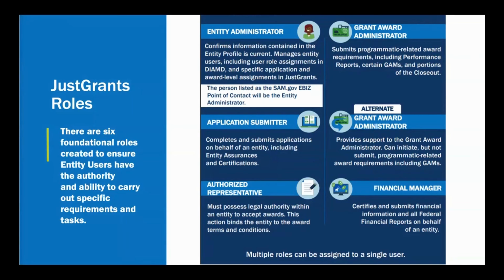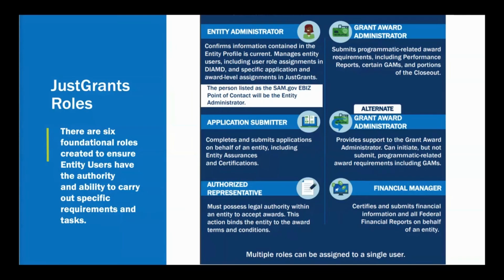Now, there's also an alternate grant award administrator role available. That role will allow someone to initiate and enter data into a performance report, but it does not allow them to submit it. Only the grant award administrator can submit that performance report. And then we also have the application submitter that can enter data in the application, and they certify and submit it on behalf of your entity.